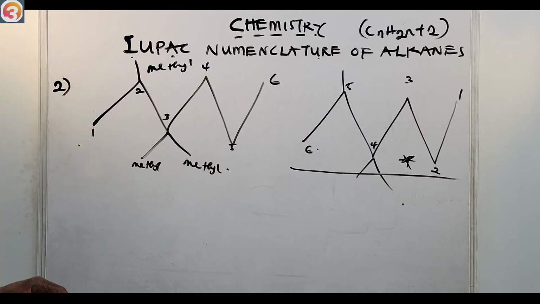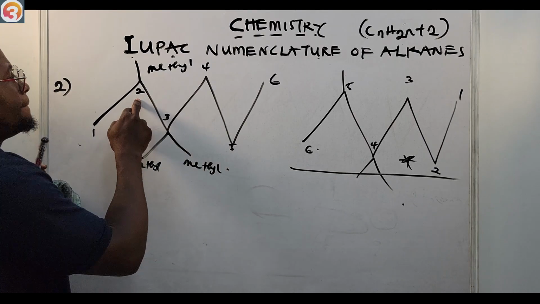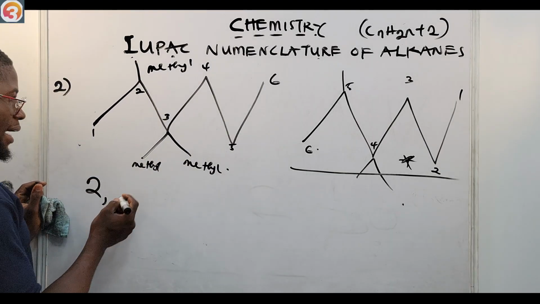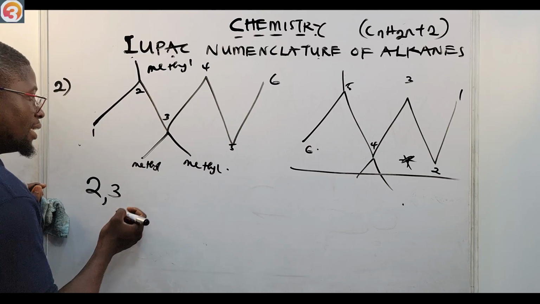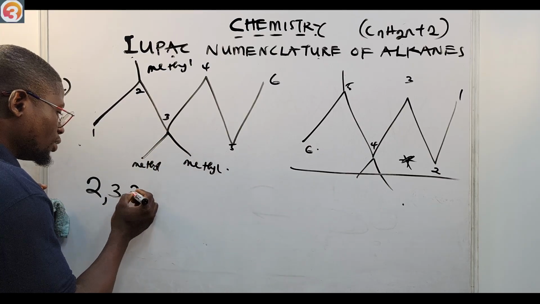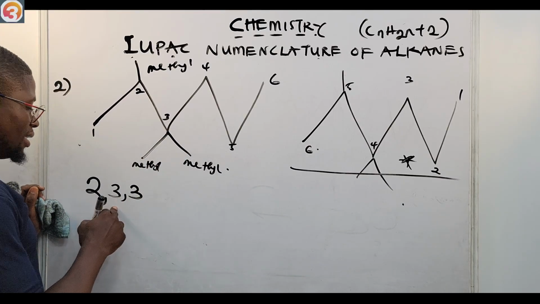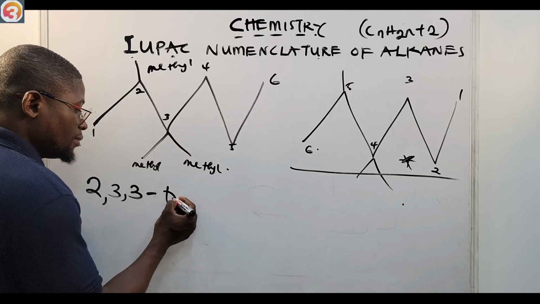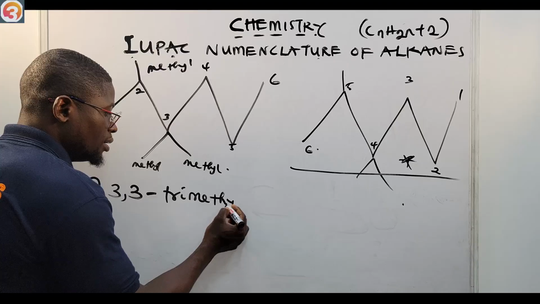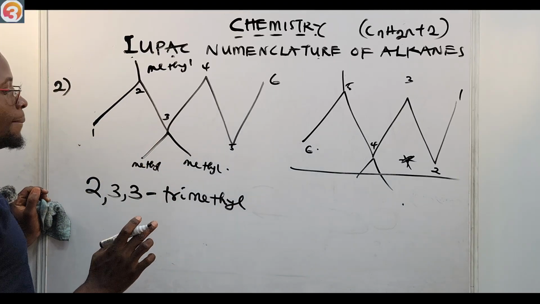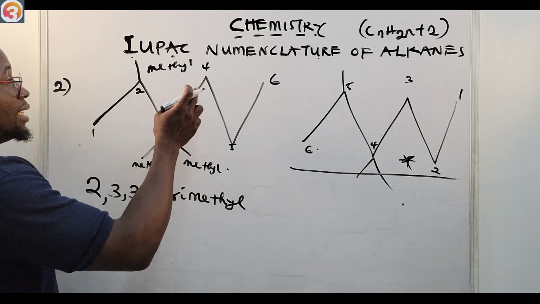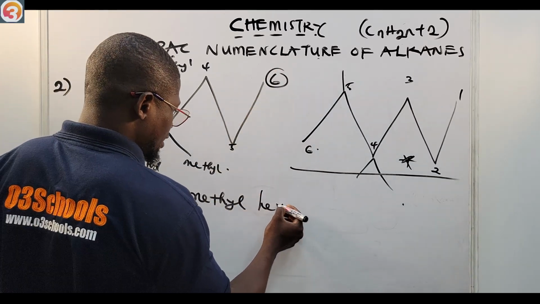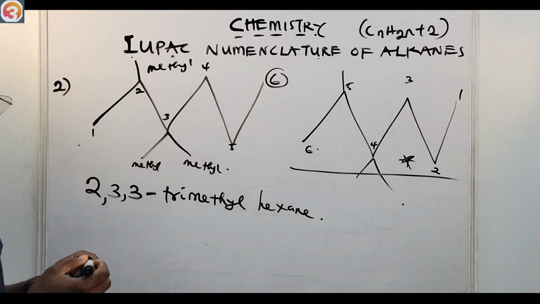Okay, so now let us go. So there's a methyl group on the second carbon, so it will be 2. There's a methyl group on the third carbon, and there's a methyl group also again on the third carbon. So I'm going to have 2,3,3-trimethyl, because there are 3 methyl groups. Trimethyl what now? Is it hexane? Yes, hexane, because we have 6 carbon atoms. Hexane. So this is very, very easy, right?